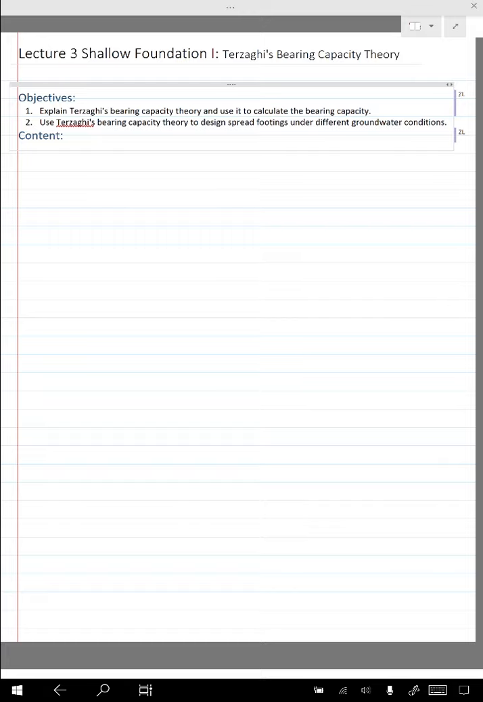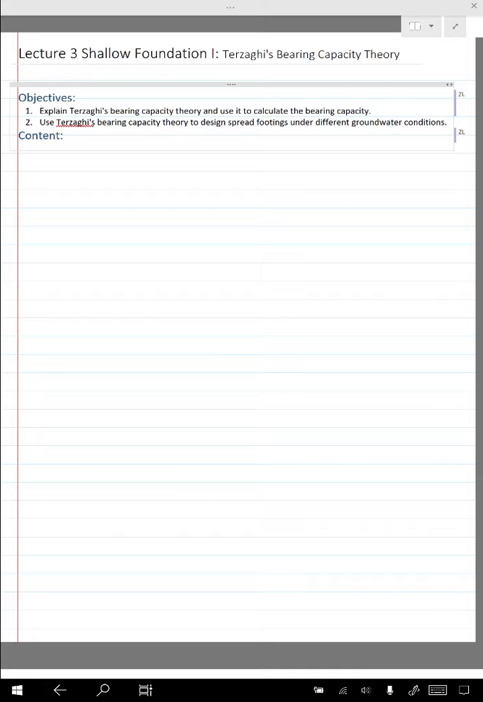We have two objectives for this lecture. First, you will need to be able to explain Terzaghi's bearing capacity theory and know how to use it to calculate the bearing capacity of spread footing. Second, on top of that, you need to be able to apply Terzaghi's bearing capacity theory to design spread footings under different groundwater conditions. That is, when we have the water table at different depths.